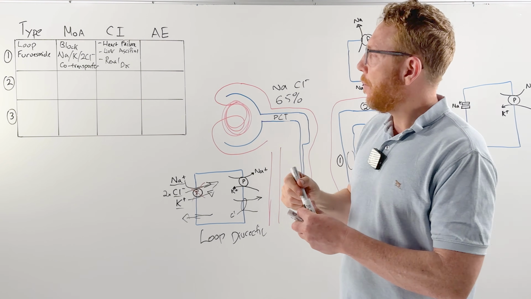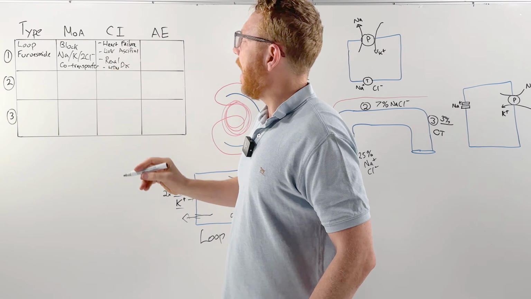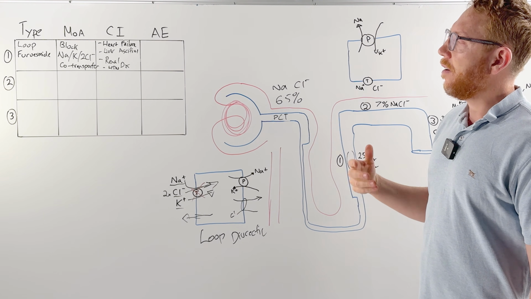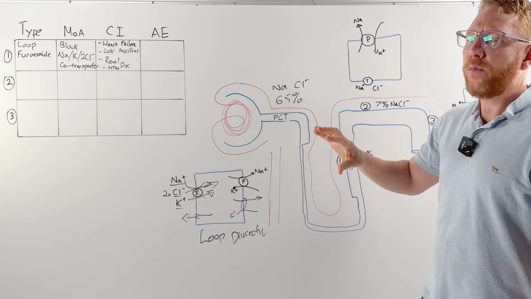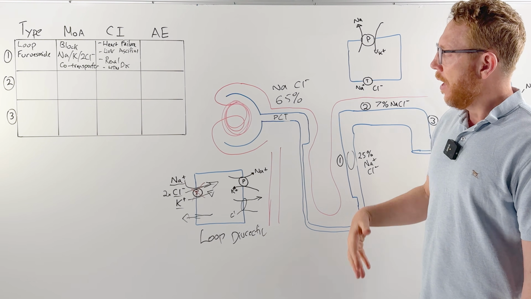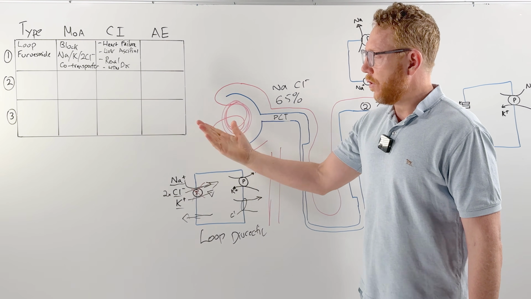In some cases, it might also be used for hypertension, but it's not going to be a mainstay or the first choice drug for hypertension because we are losing so much fluid in this particular case. So it's more going to be used for cases where there's fluid retention in the body. Now, the side effects are because we're losing lots of fluid and certain electrolytes.